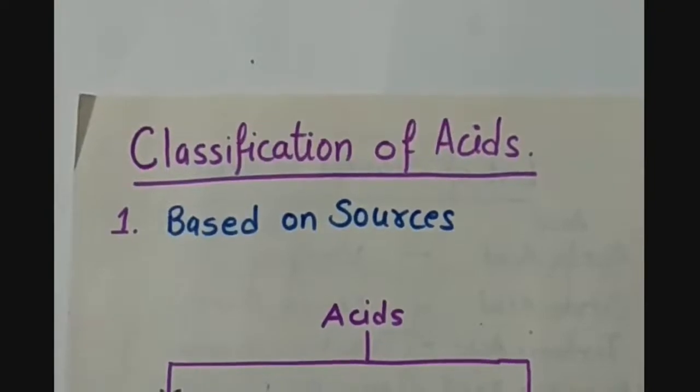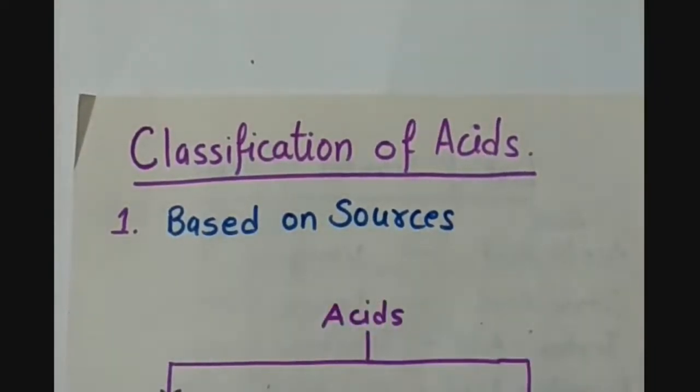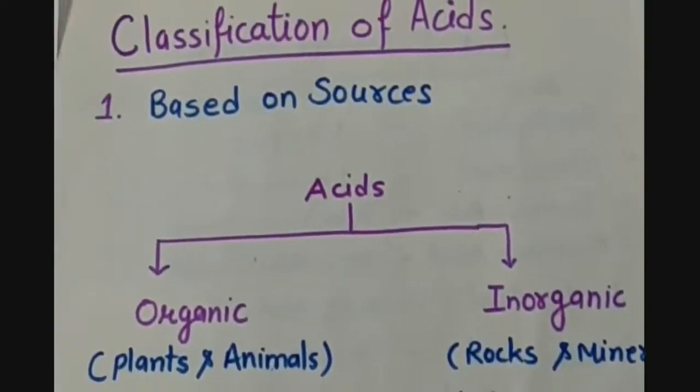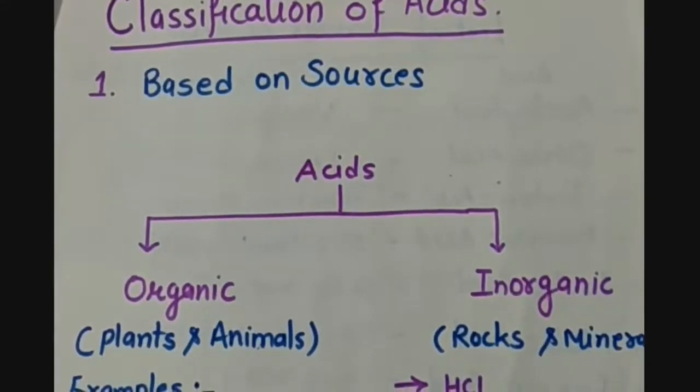Now let us see the classification of acids. Based on different categories, acids are classified on the basis of 4 different properties, or you can say resources. First type of classification is based on the sources from which we get the acids. So on the basis of sources, acids are of 2 types, organic and inorganic.